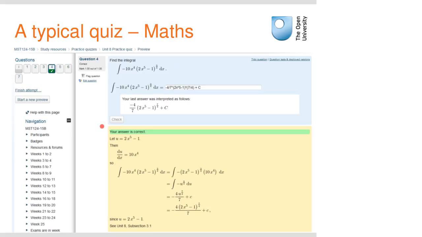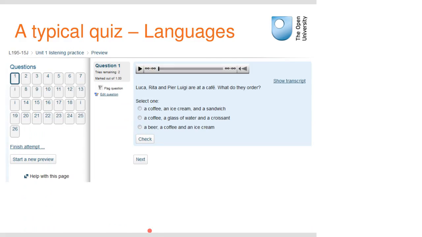So in the middle of the quiz attempt, you can get your answer to that question checked. Turns out I can remember how to do integration, so I got it right. And we've got quite a lot of feedback in there. In this case, we've got a worked solution, and if you don't understand the worked solution, it's got a pointer to the relevant bit of the study guide. And just to balance things out, here's an example picked from a languages course, a listening one, so we've got the media player there.